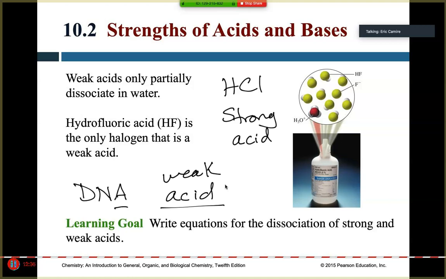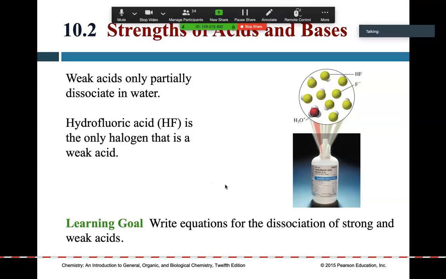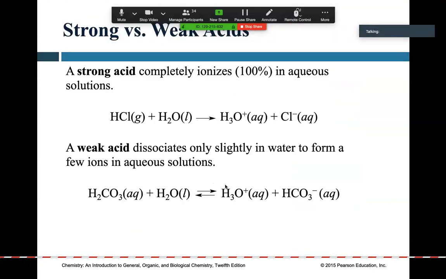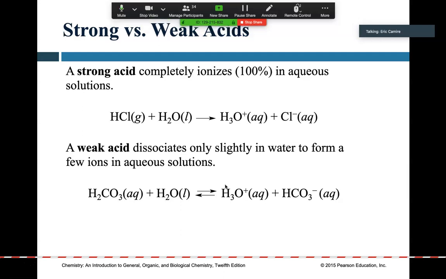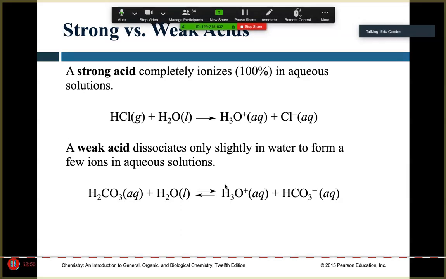So what makes the difference? Why is HCl strong and why is something like DNA weak? That's what we're going to address. So the biggest difference, I mean literally the difference, is that for strong acids, a strong acid completely dissociates.